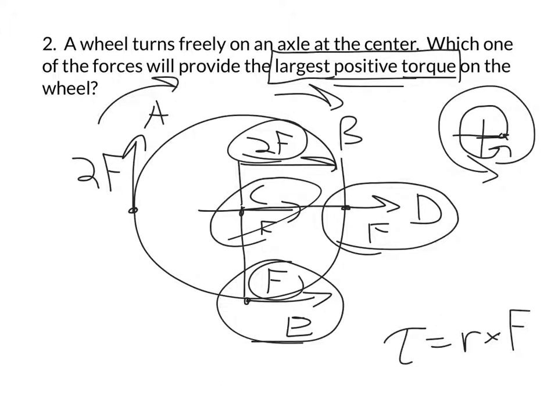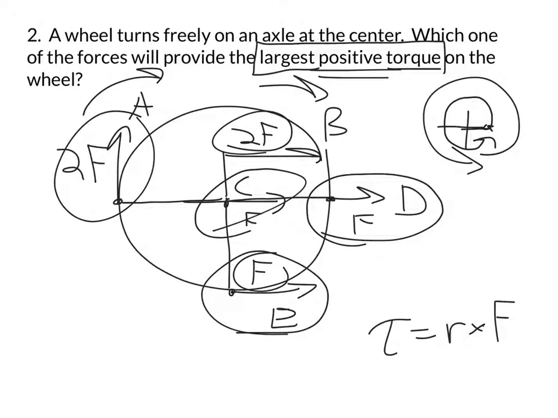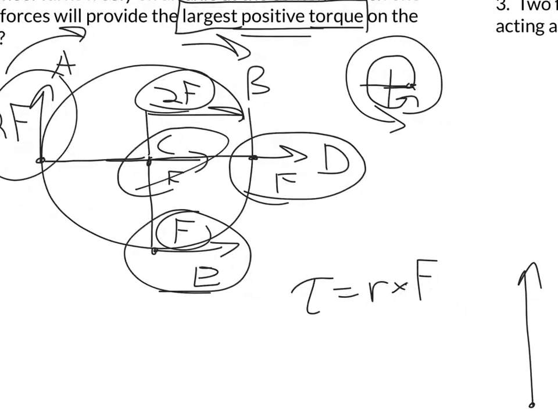So A is technically the most magnitude of torque. It's a full radius at 2 force, which is the most torque of anybody on this diagram. It's just not a positive torque. It would be the largest negative torque. So, good picture, and a little bit of semantics there, in case that ever comes up.